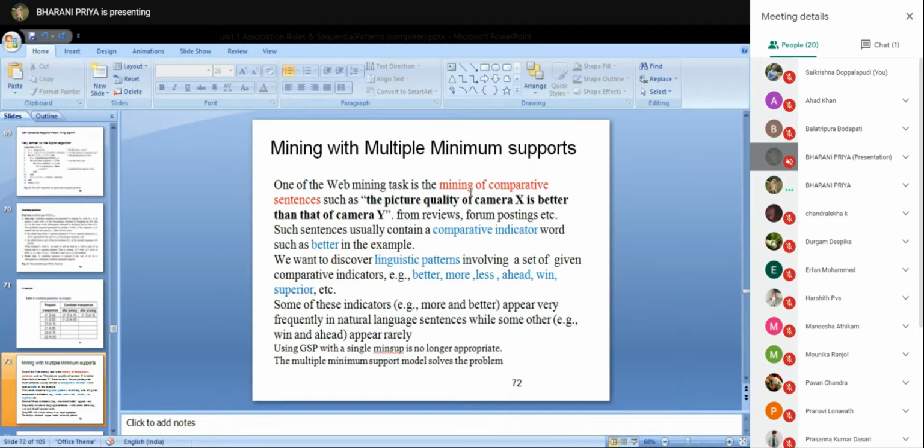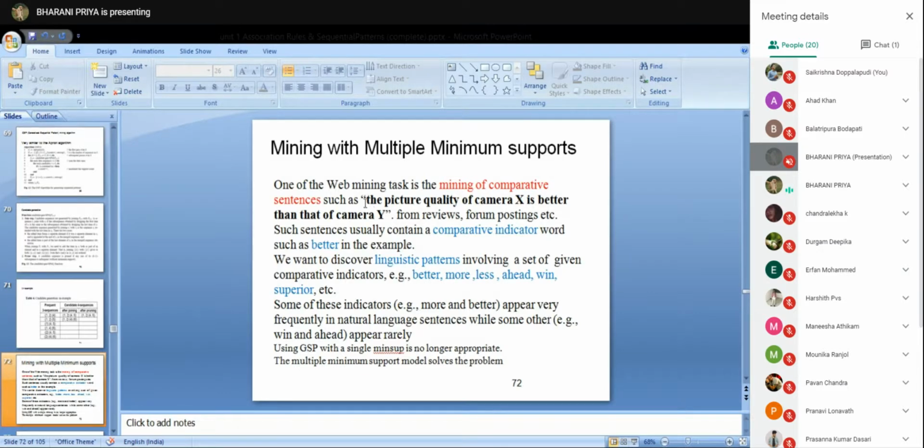For mining comparative sentences, if you see this sentence, the picture quality of camera X is better than that of camera Y. By seeing this sentence, you can tell that you are comparing camera X with camera Y. And how did you understand that you are comparing X and Y cameras? By seeing the word better, right?